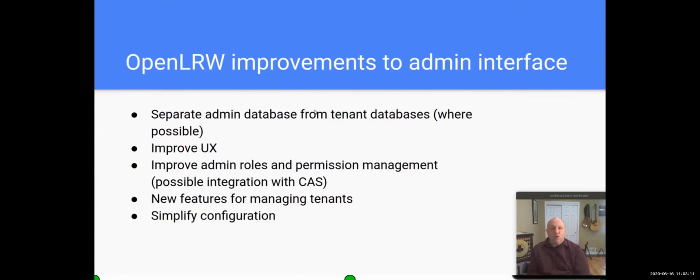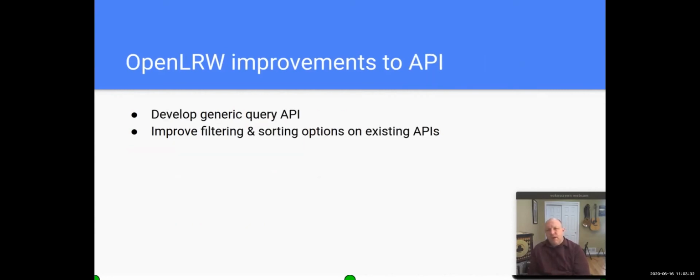So we don't really have an admin interface. We're still technically young, and we don't have an admin screen, UX, or anything like that. And then we could slightly simplify configuration, although it's pretty simple at this point. So OpenLRW improvements to the API: we'd like to develop a generic query API. There's not a generic query API currently. You pretty much have to go with the APIs that are in OpenLRW.